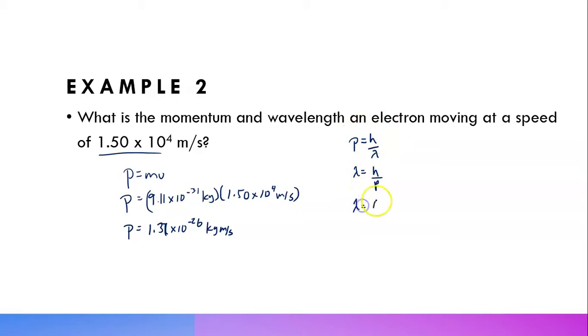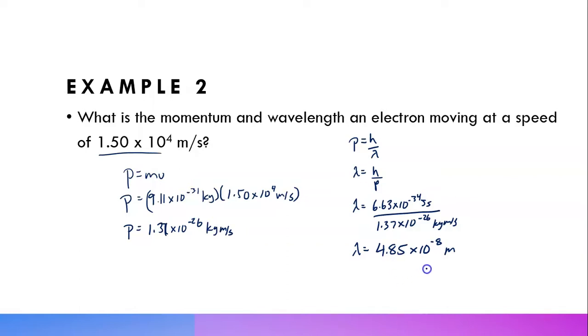And so the wavelength is 6.63 times 10 to the negative 34 joule seconds over a momentum of 1.37 times 10 to the negative 26 kilogram meters per second. We find that the wavelength of the electron is in the neighborhood of 4.85 times 10 to the negative 8 meters.